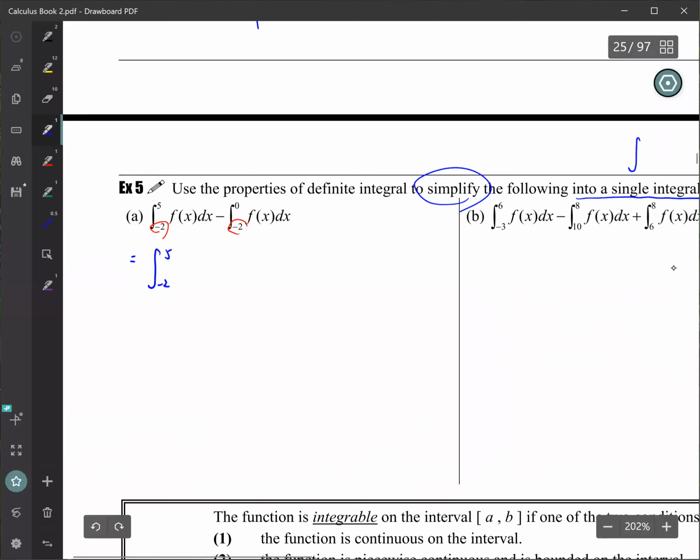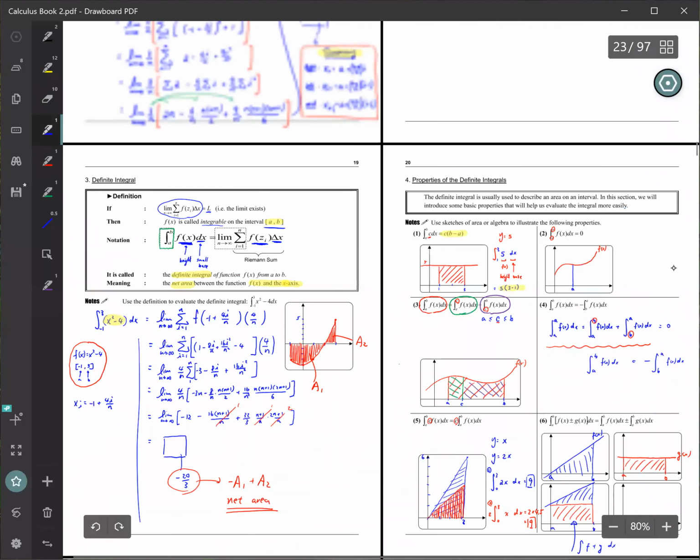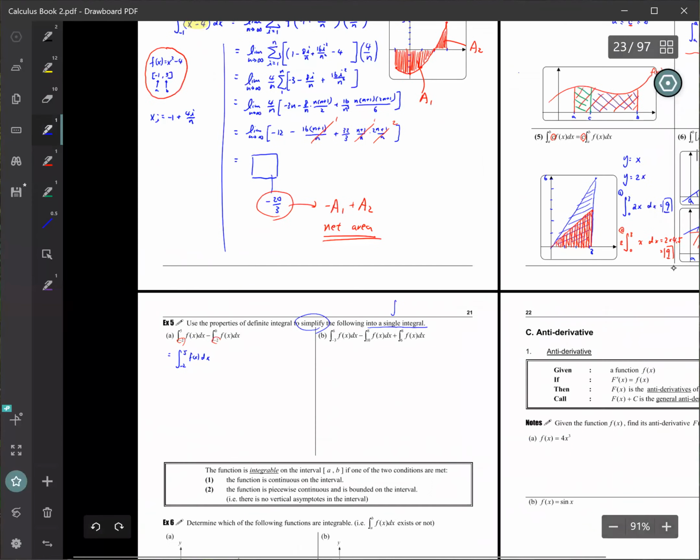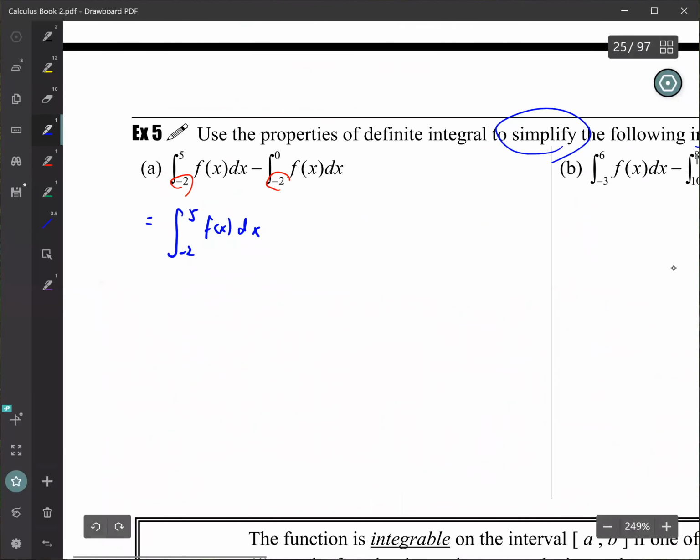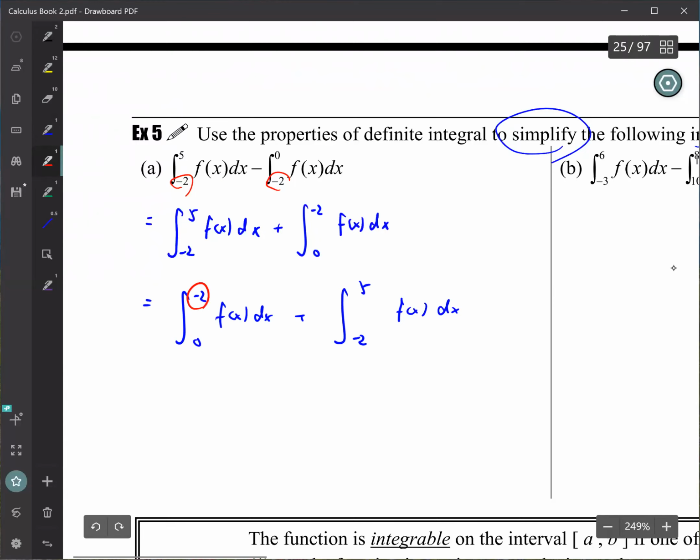So first one, we'll keep it the same. And then using, what was that? Number 4, right? Number 4, if you flip the boundaries, you need to add a negative sign. So it becomes plus. Right? And then now it sort of connects, right? So I'm going to swap the order, right? So you can see better. 0 to -2 plus -2 to 5. Okay, so these two, they connect together.